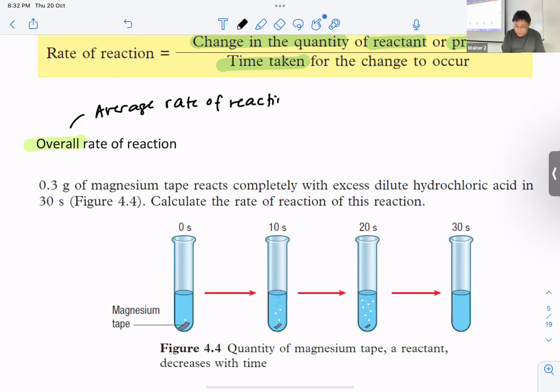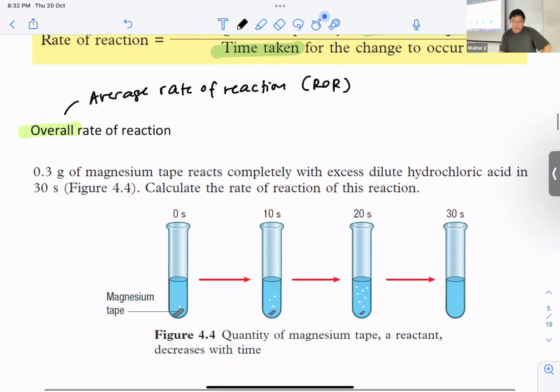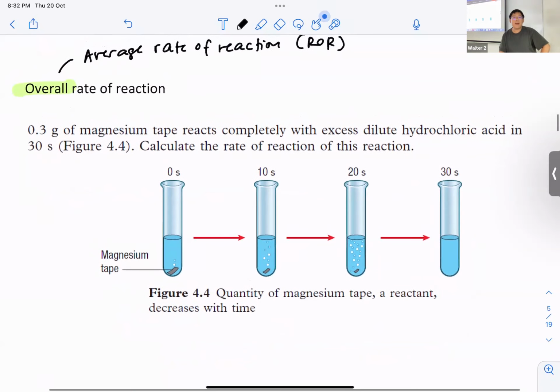From now on, I'm going to say rate of reaction as ROR, okay? I'm going to cut it short, but do not use short form in exam. Use the long term. Just that I want to cut short the time, so I'm going to write ROR. ROR stands for rate of reaction. In my case only, don't write it in exam. ROR cannot be used in exam. So you have 0.3 grams of magnesium ribbon reacting completely with excess dilute hydrochloric acid in 30 seconds. Calculate the rate of reaction.